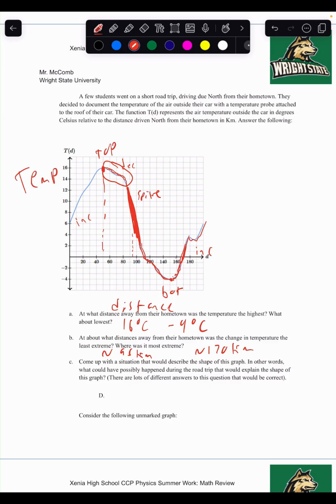But this is a representation, right? There's a lot of different ways you could answer this question. Some dude with an ice pack comes along and duct tapes it to the top of their car, right? I would accept all kinds of different answers to this.